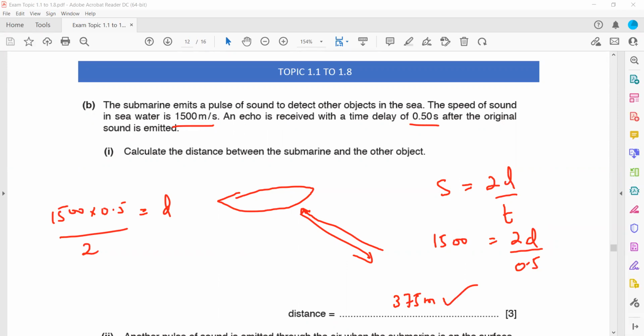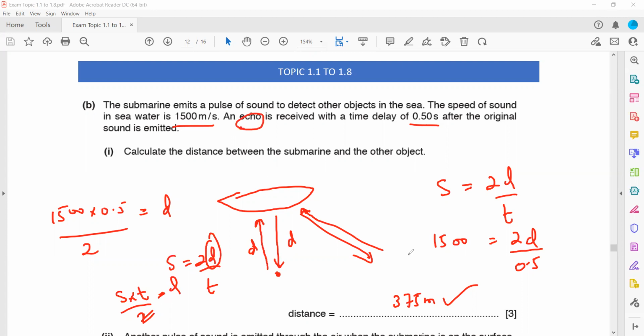Why is it divided by 2? Because when the submarine emits the sound, it hits the object and then bounces back. So the distance covered by the sound is d going and d returning, so the total distance is 2d. So whenever there's a reflection, the formula is speed equals 2d divided by t. To get the distance, it will be speed multiplied by time divided by 2. This is always the case for an echo or a reflection.